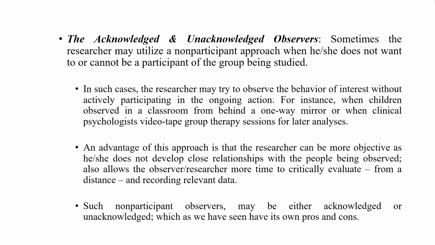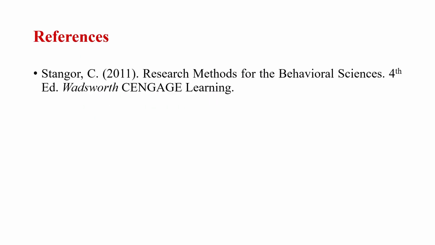These non-participant observers can be either acknowledged or unacknowledged, it does not really matter, but we have seen that each has its own pros and cons. So when you tell people that you are observing from a distance, or you do not tell people that you will be making these observations, both, as we have seen, have their own outcomes.